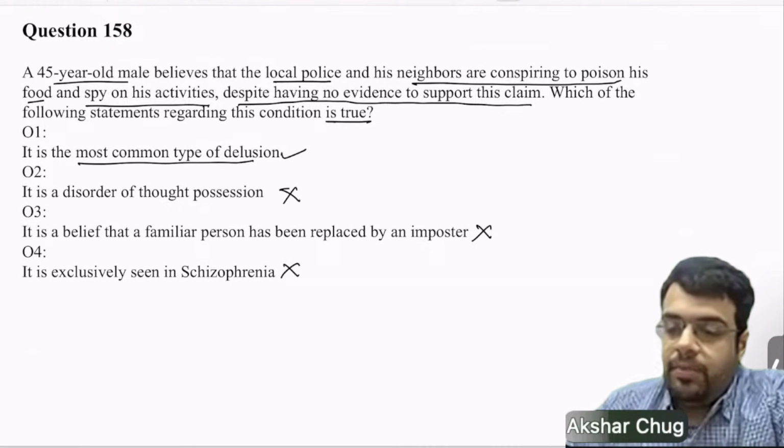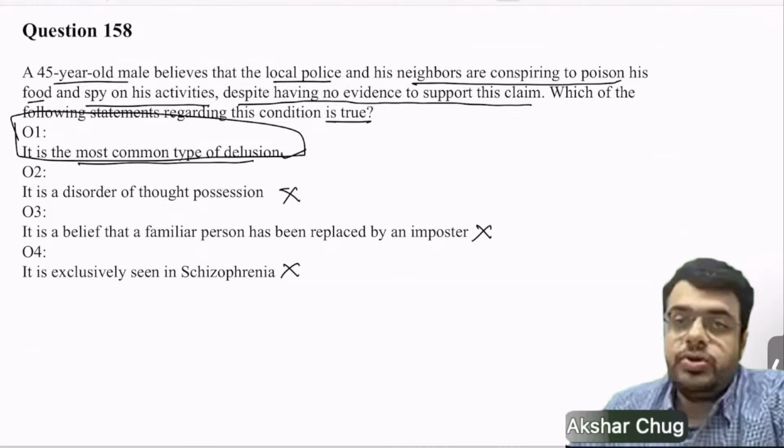So it is the most common type of delusion. It is the correct statement. So option 1 is the correct answer.